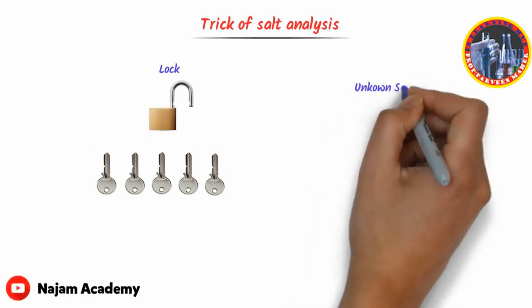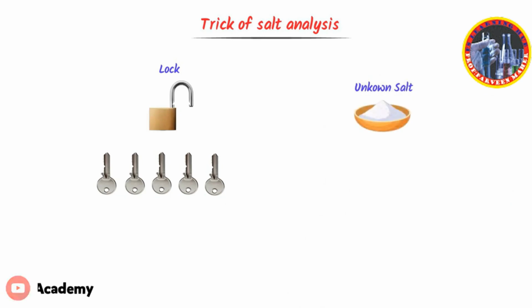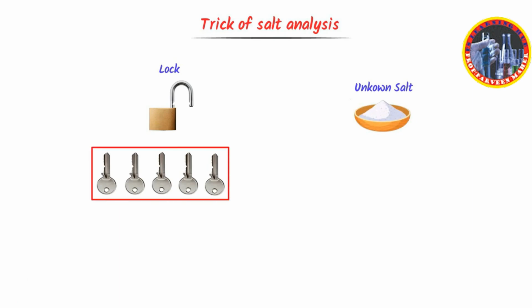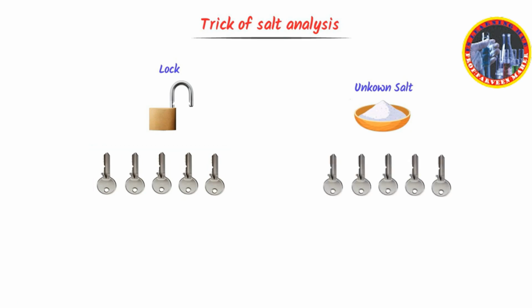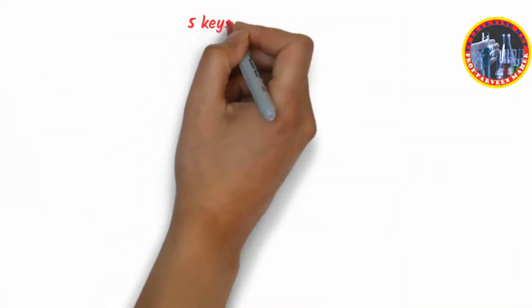Similarly, consider an unknown salt. Here, let me ask you to open the anion part of the unknown salt. Just like the 5 keys of a lock, I will use 5 keys to open or unlock the anion part of any salt. Hence, let me teach you 5 keys to identify the anion part of any salt.